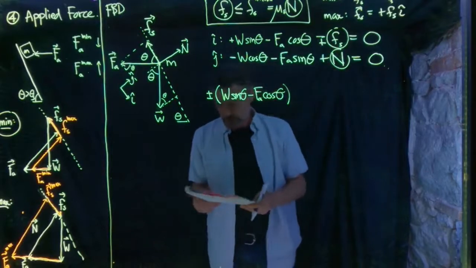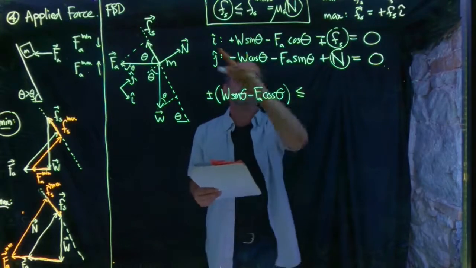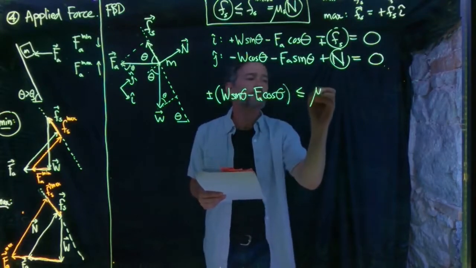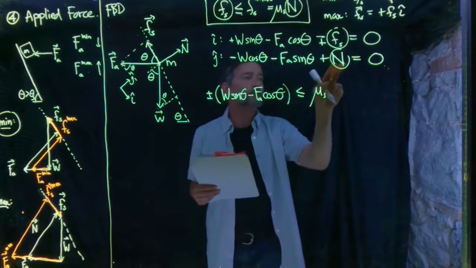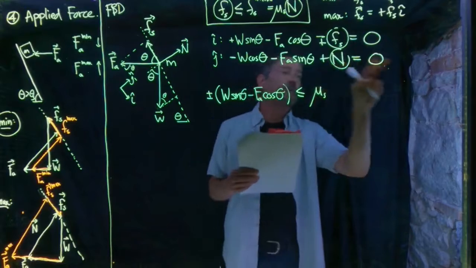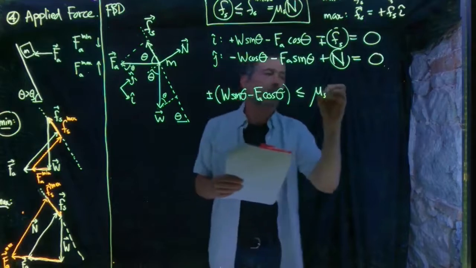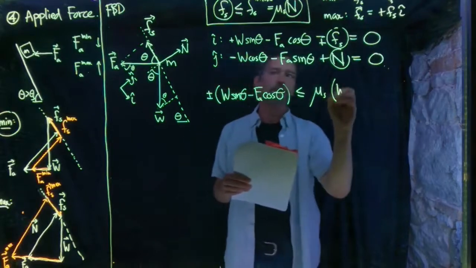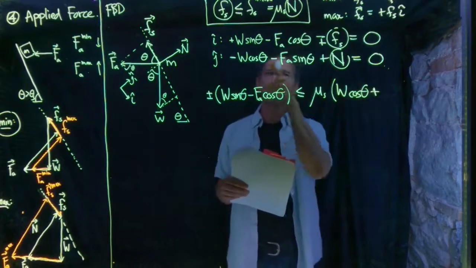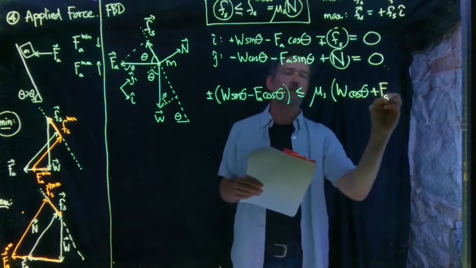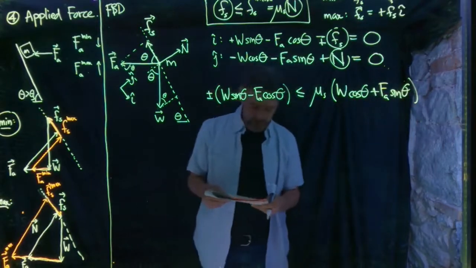And then there's an inequality there. Make sure you put that in. That's less than or equal to mu s times the normal. What's the normal? Well, Newton's second law tells us that, bringing this chunk to the other side, the normal is the negative of this chunk. And so negative of negative is positive, so it's W cos theta, and both negatives become positives, positive Fa sine theta. Remember, be careful with your signs.